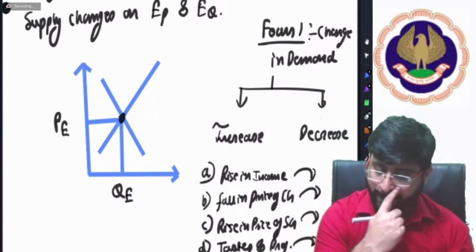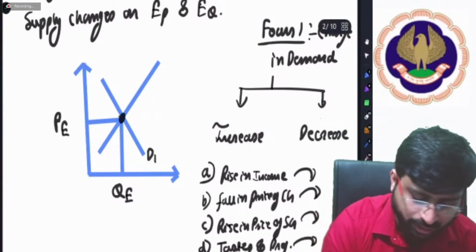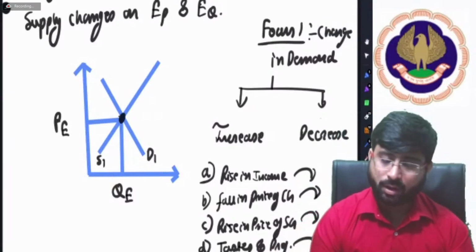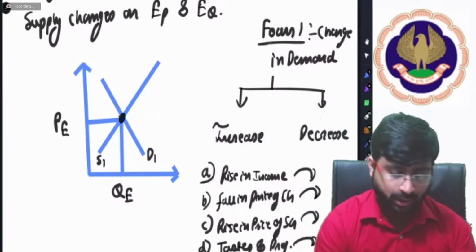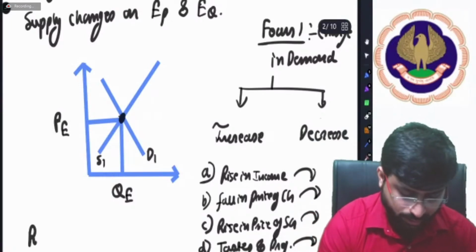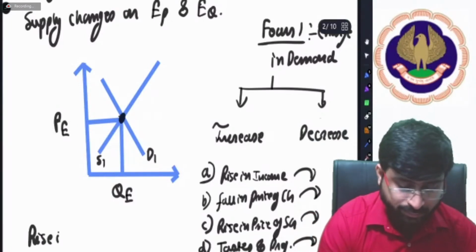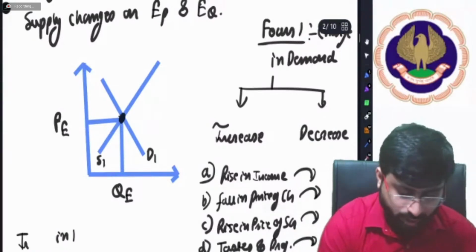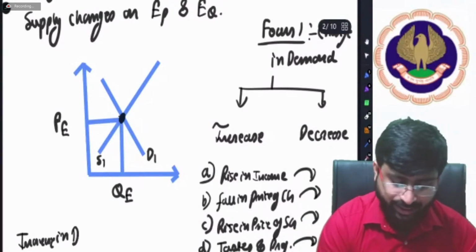Now see what is happening. This is demand curve 1, this is supply curve 1. Cool? Yes, sir. Suppose due to some factor, there has been a rise in demand. Not rise, I would say increase in demand. That is the right word to use. There is an increase in demand.